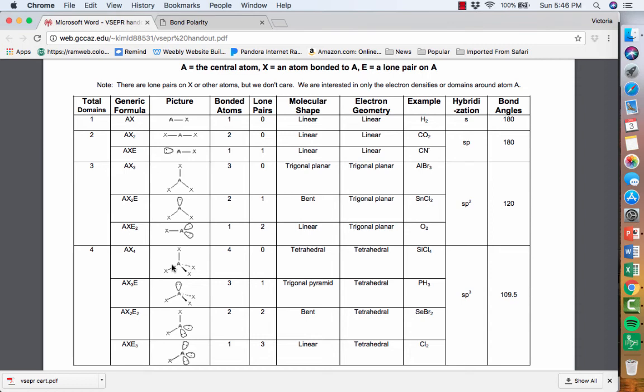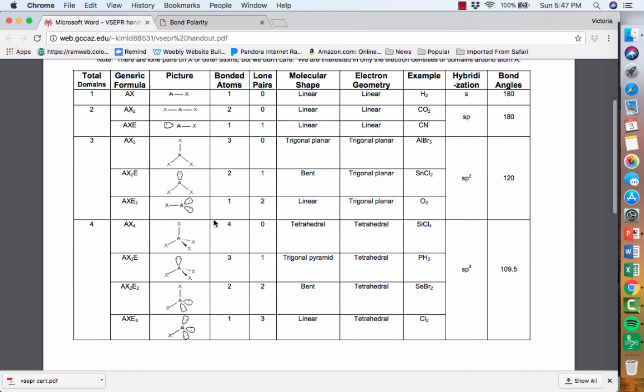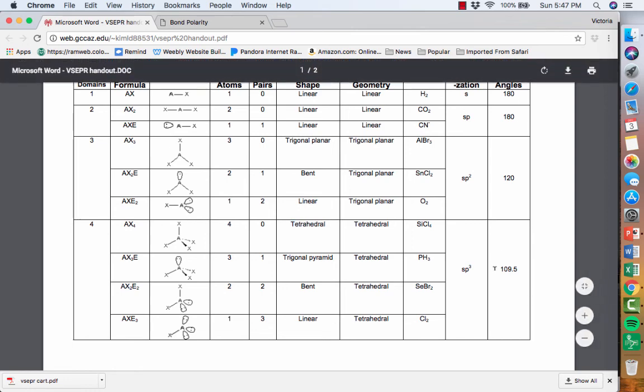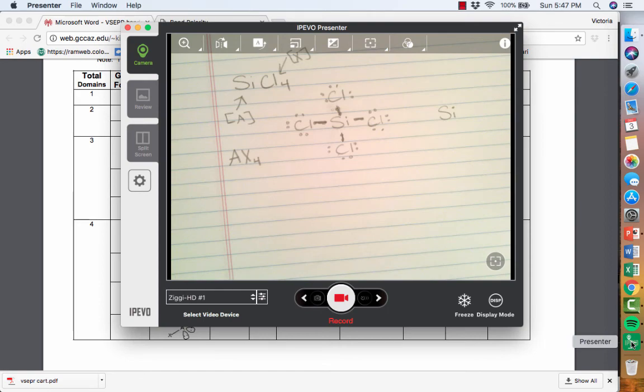And you notice how the front X has kind of a darker shaded line, and then the back X has kind of a faded line. That's really important, and I'll show you what that looks like. And then it has 4 bonded atoms, 0 lone pairs. It's tetrahedral for both the electron geometry and the molecular shape because there are no lone pairs. So tetrahedral means 4-sided, and then if you look over the bond angles, the bond is 109.5. So let's put that all into practice.